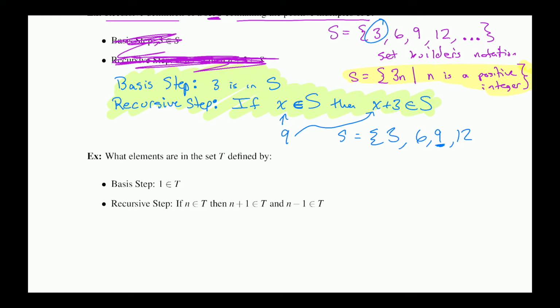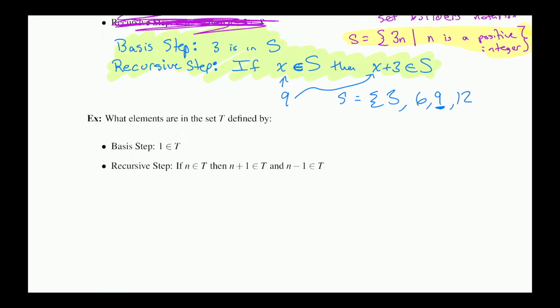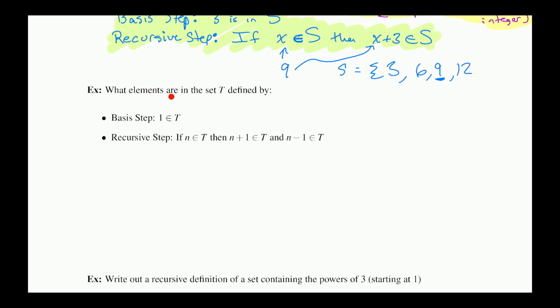Now let's see if we can identify what set we're talking about from this next example. So on this next example that we have here, it says what elements are in the set T, and then I give you the definition. Okay, so in order to do this, we're going to do exactly what we started doing here, where we're just writing out a set. So what elements are in T? So you start out by saying T is, okay, now let's just start putting stuff in T. And this is really a lot easier than it seems like it is.